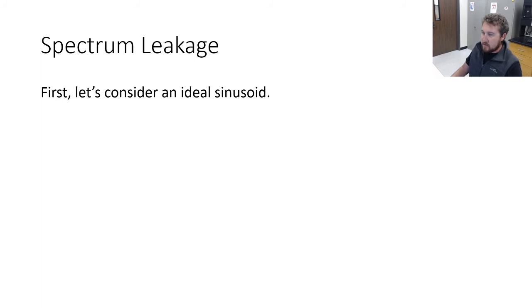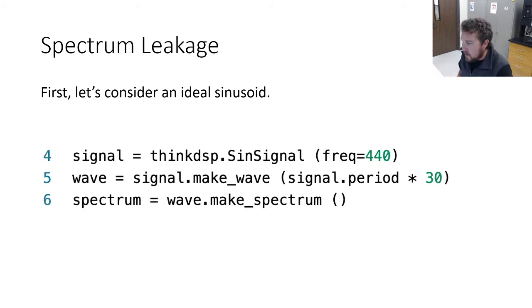So let's take a look at what that looks like. First, let's consider an ideal sinusoid. Our code for creating an ideal sinusoid is: we're going to create a sine signal at 440 hertz, and we're going to make a waveform that is just 30 periods of that signal. And then we're going to take a look at the spectrum.